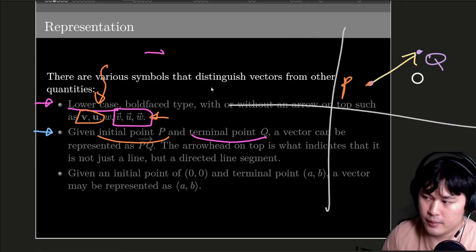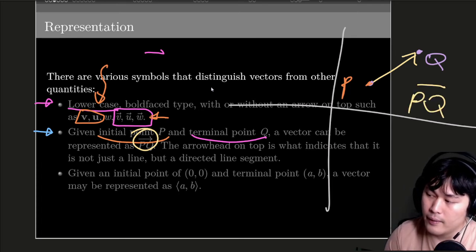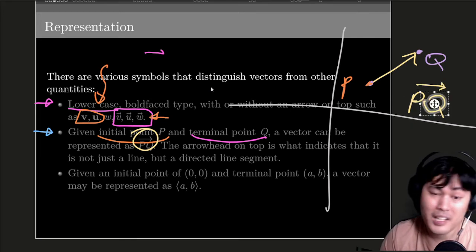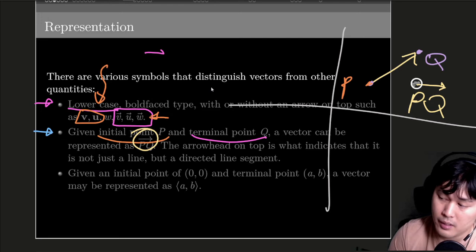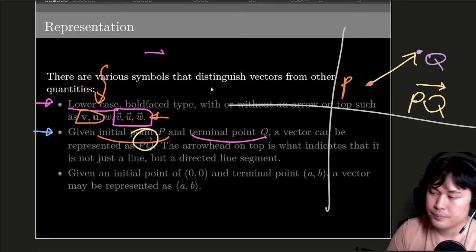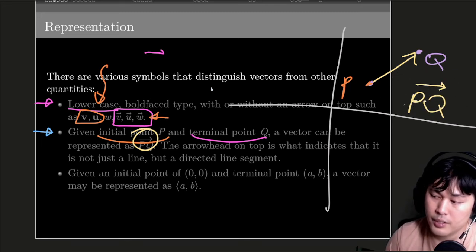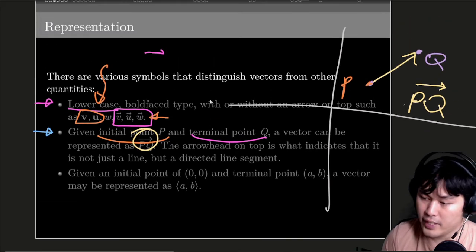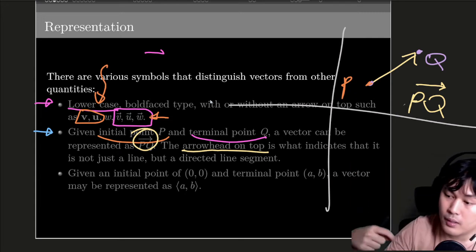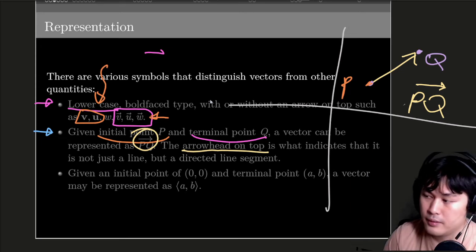And the way we represent it is as P Q with this notation. You write P and you write Q and then you write an arrow on top. So here it is clear that you start from P because that's the starting point, the initial point, and then you end at Q. That's the terminal point. And so that represents the vector from P to Q. And the arrowhead is to say that we are not talking about just a line. We are talking about a vector like this. The initial and the terminal points matter.